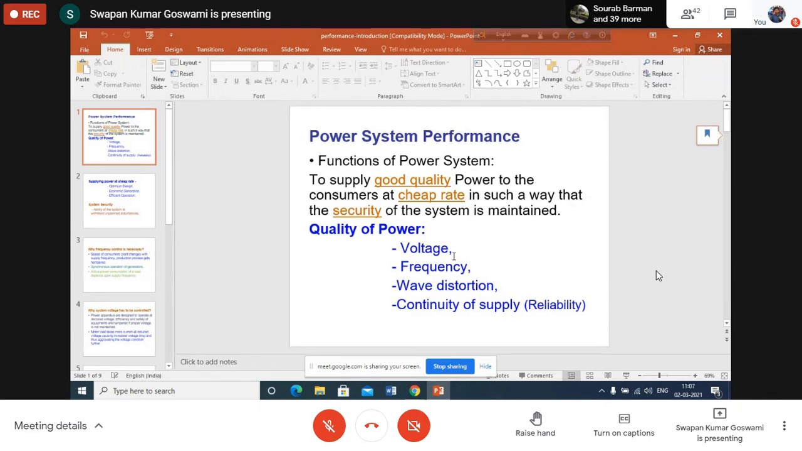And the fourth one is the continuity of supply. You must get power whenever you want to use it. That means it has to be available all the time; the supply has to be reliable. All these things determine the quality of power. You will be asking questions. If you cannot understand any point, please ask me, because that interaction is important and necessary.